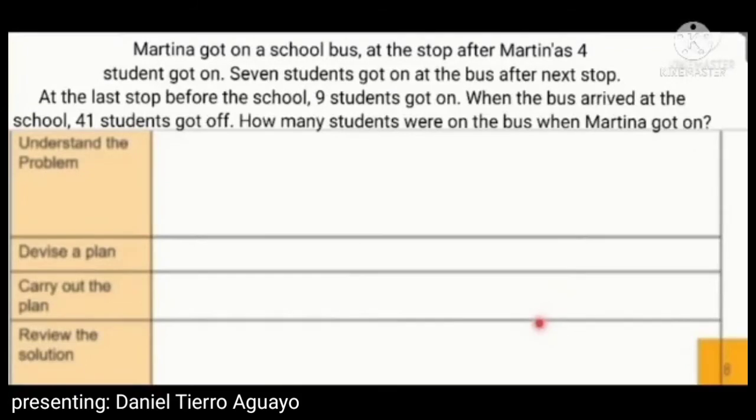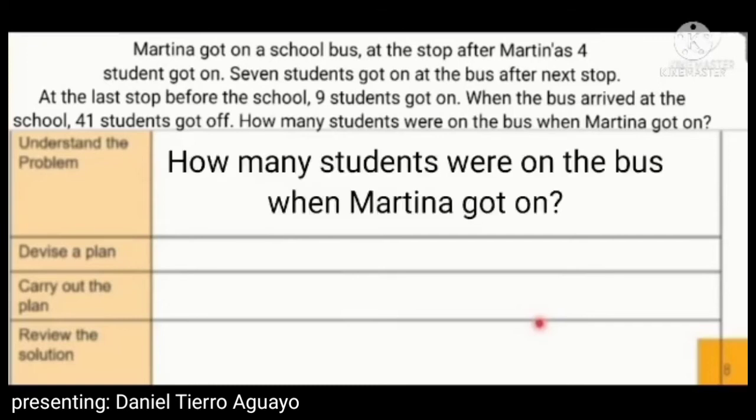Martina got on a school bus at the stop after 4 students got on. 7 students got on at the stop after next. At the last stop before the school, 9 students got on. When the bus arrived at the school, 41 students got off. How many students were on the bus when Martina got on?